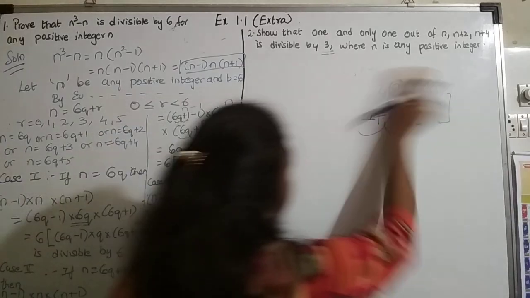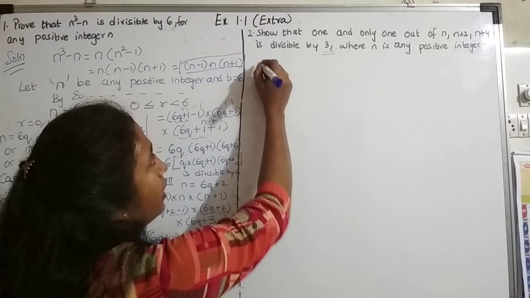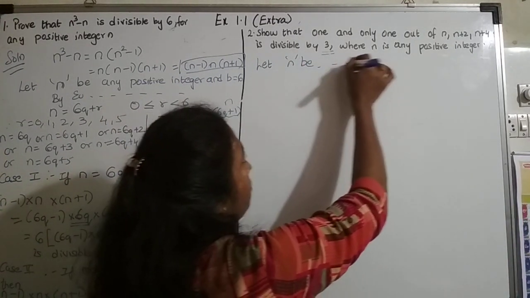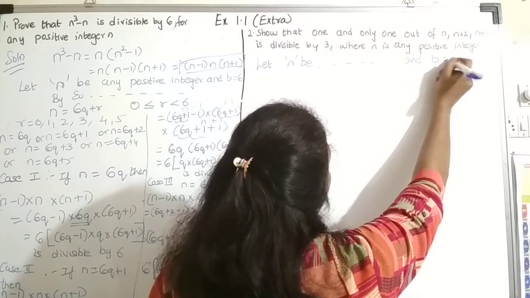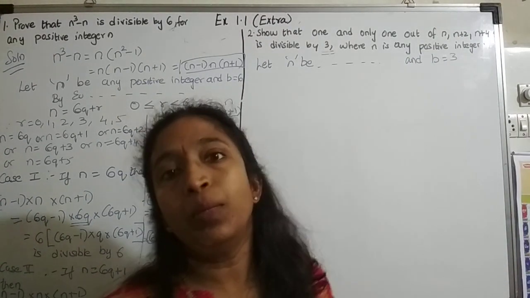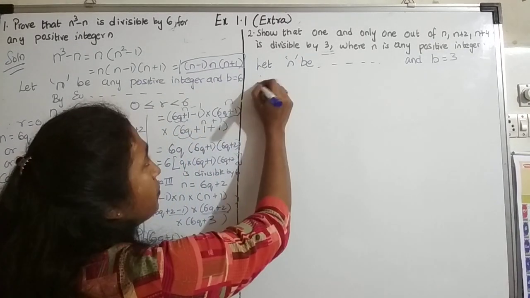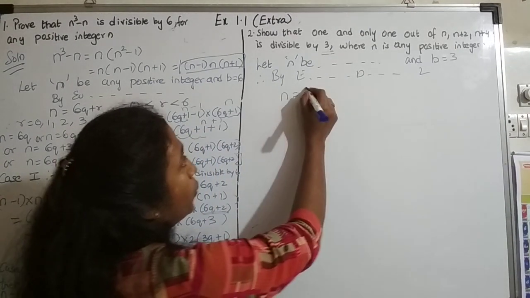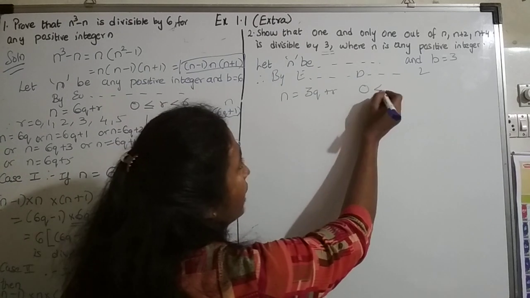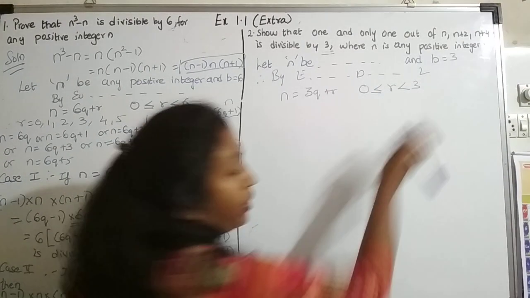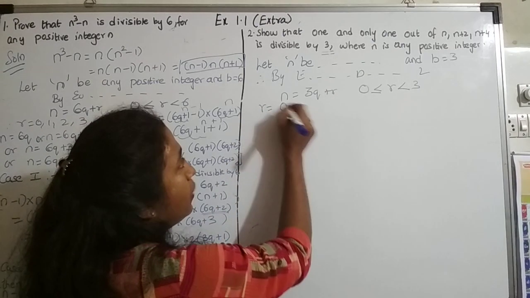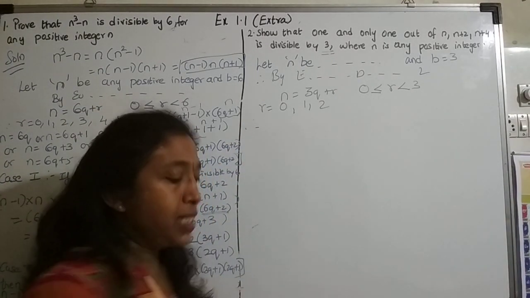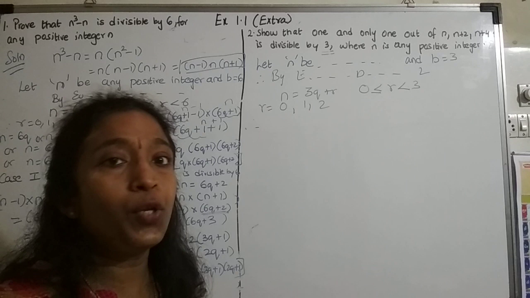Let's see how we are going to prove it. Here again, let n be any positive integer and b equal to 3. I think this is clear. When b is 3, how many possible cases do we have? 3 cases. Therefore, by Euclid's division lemma, we have n equal to 3q plus r, where 0 is less than or equal to r less than 3. What are the possible values of r? r is 0, 1, 2.